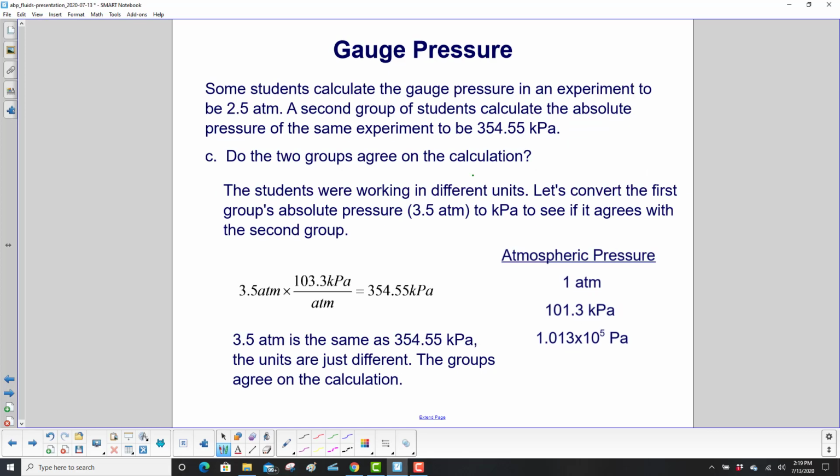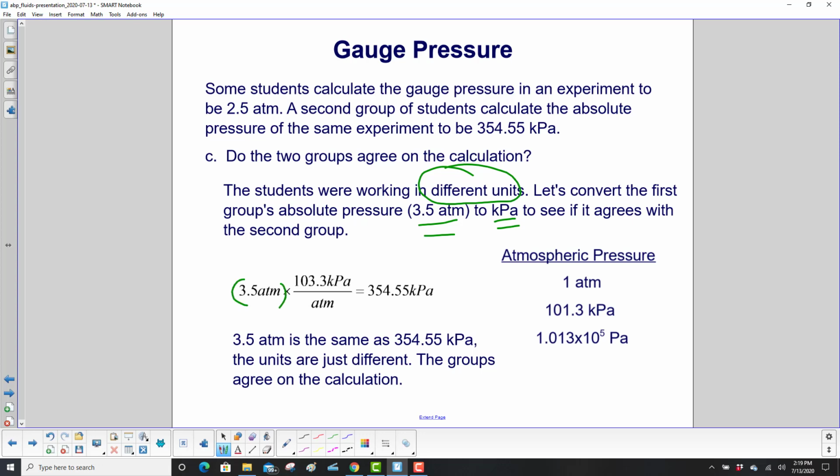Do the two groups agree on the calculation? Well, what makes it a little tricky is they were working in different units, which is always a problem. Let's convert the first group's absolute pressure of 3.5 atmospheres to kilopascals to see if it agrees with the second group. So here's our 3.5 atmospheres.